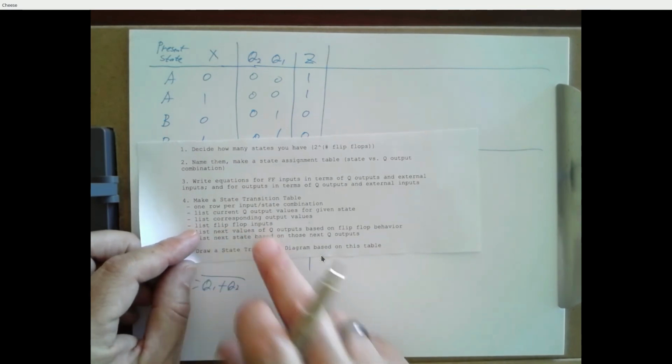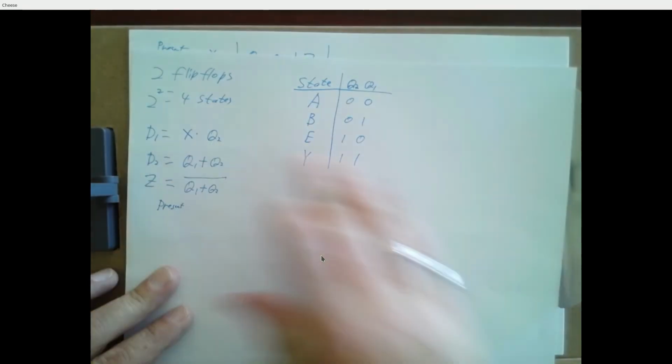So that's what the output values are. And then list the flip-flop inputs. So now we have to fill in the values for D1 and D2. So D1 is X ANDed with Q2. D2 is Q1 or Q2. Right, we had those.